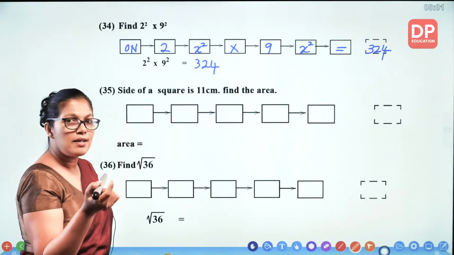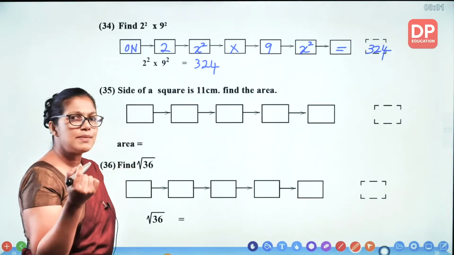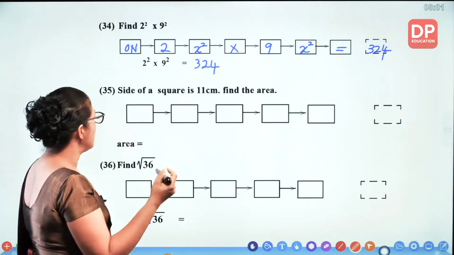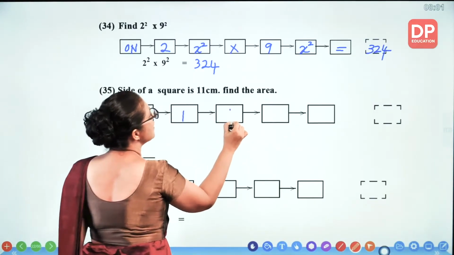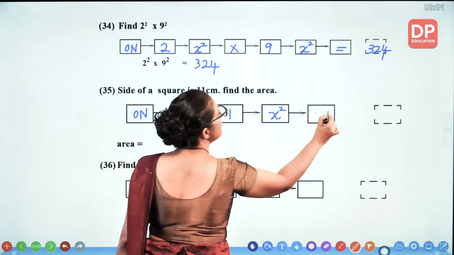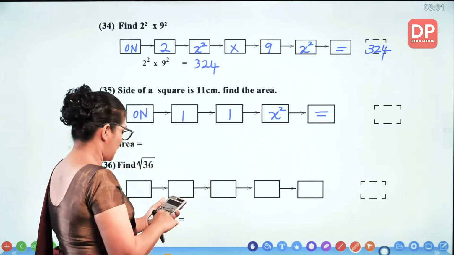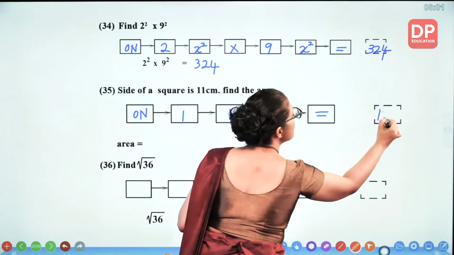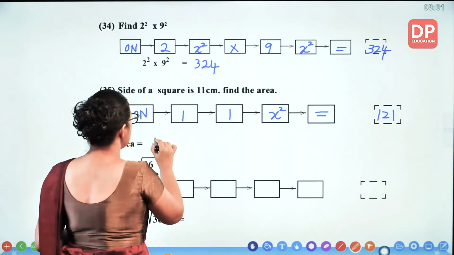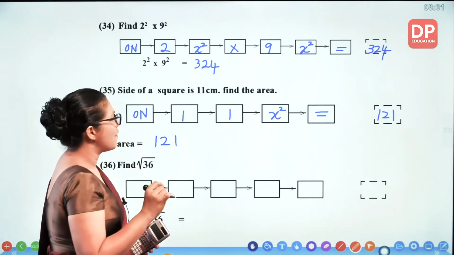Side of a square is 11 centimeters. Find the area. How do you find the area? 11 times 11. So 11 squared. Switch on, 11 squared and then equal sign. So 11 squared is 121. So the answer is 121.